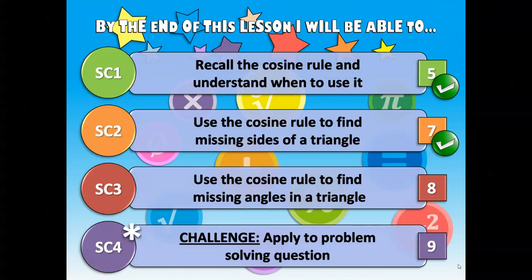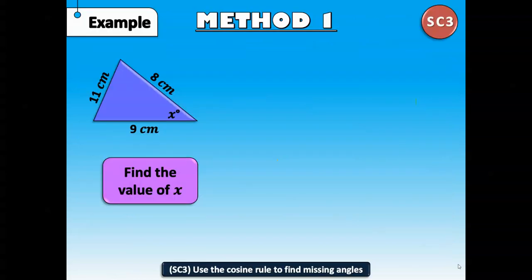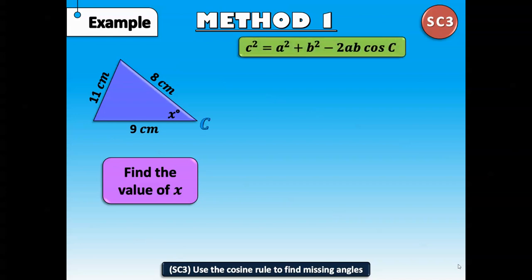So now we're going to move on to number 3, and this is to use the cosine rule to find missing angles in a triangle. So there are 2 ways to find a missing angle using the cosine rule. First of all, I label up my angles and my sides. So the missing angle I label as capital C, so the side opposite needs to be lowercase c. This can be angle A, and the side opposite it is side A. This can be angle B, and the side opposite that angle is side B.